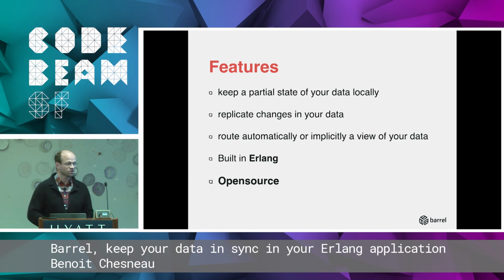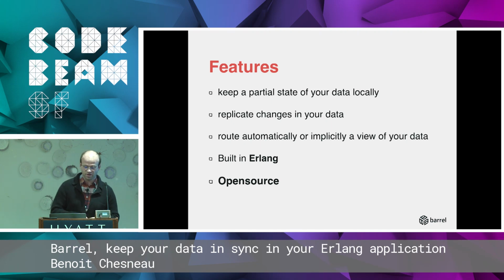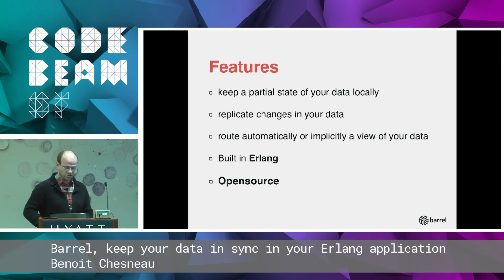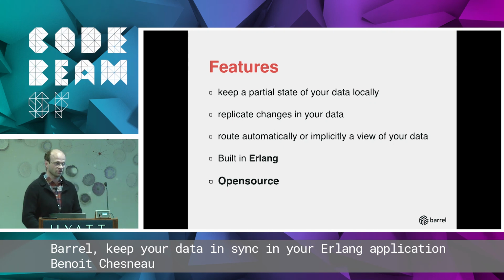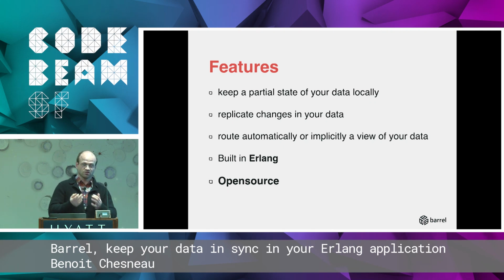So the main feature for which I created Barrel, some of which are already there and some are about to come, is to be able to keep a partial state of your data locally, meaning you have a large set of data. Of course, you don't want to have everything on your machine or on your mobile or on the server, so you want to be able to migrate the data, and this is one of the parts of that feature. To replicate the changes of the data, it allows you to route automatically any data based on a view of your data, a partial view or a complete view of your data.